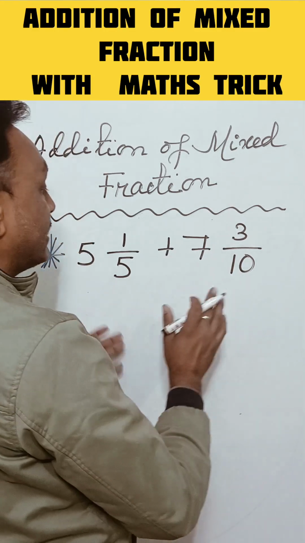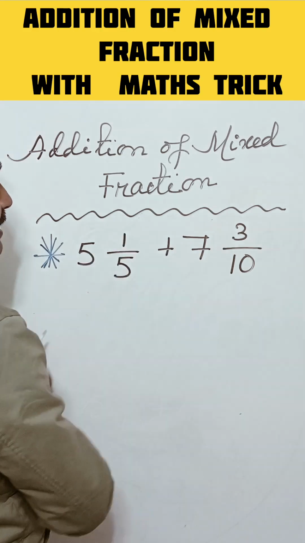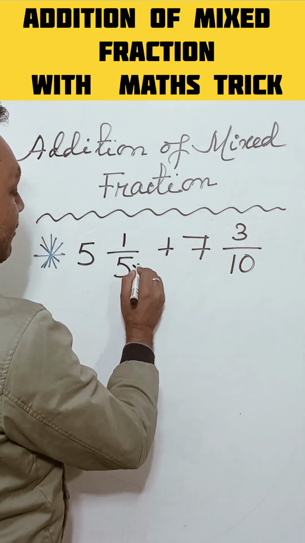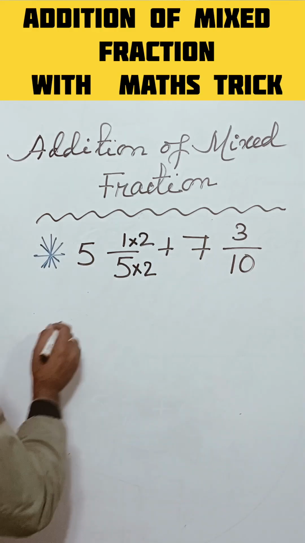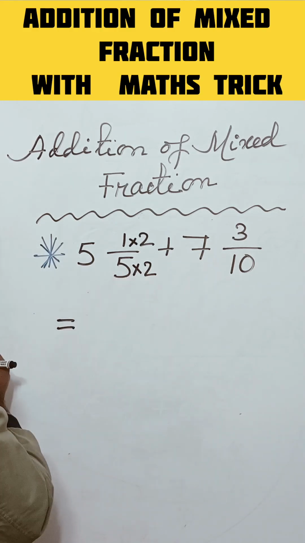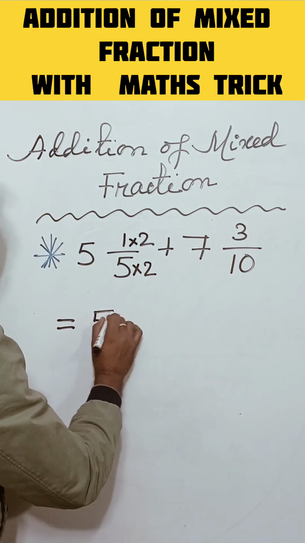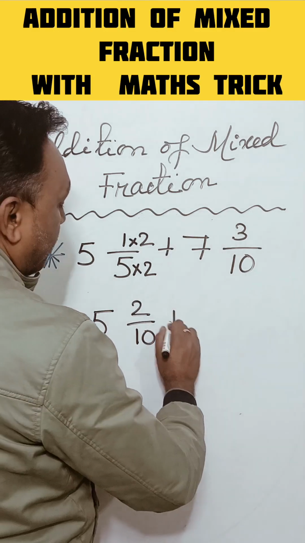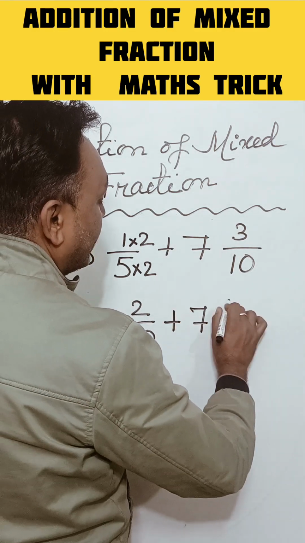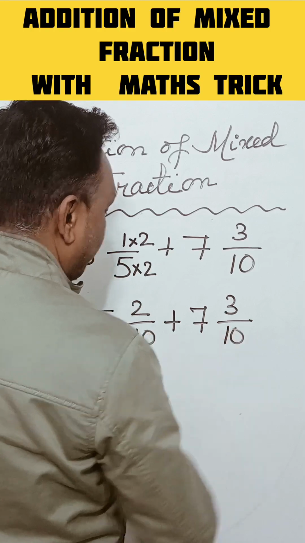So what we need to do, we have to make the denominator the same. Here is 5. If we multiply by 2, it will be 10. So in the numerator also you have to multiply by 2. Now the denominator will be the same. 5 2/10 plus 7 3/10.